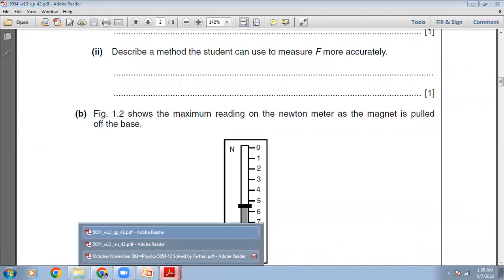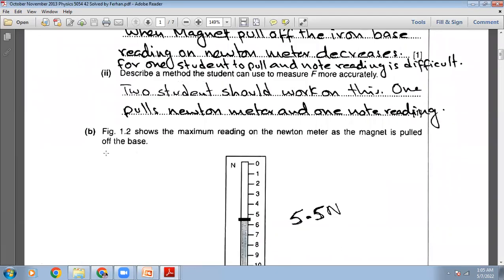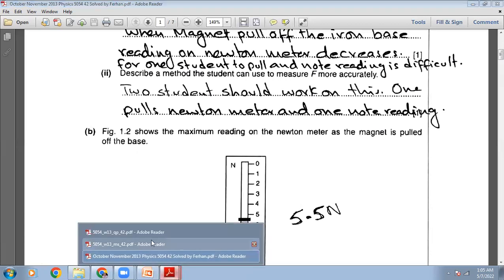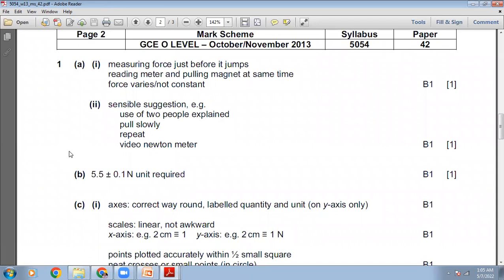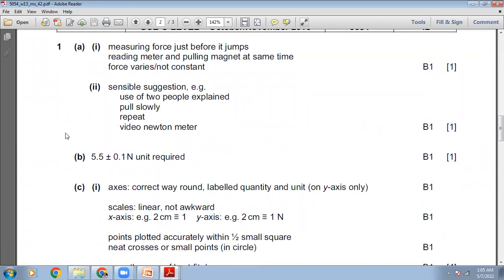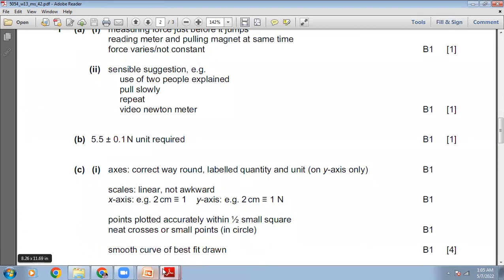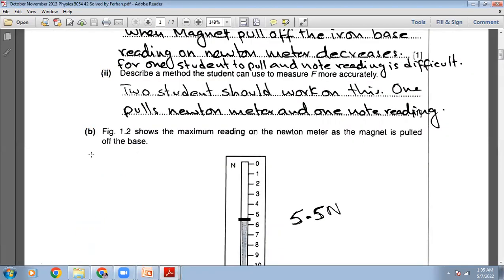So let me show you my answer, and then we'll see. Two students should work on this. One pulls the Newton meter, and the other one notes the reading on the Newton meter. So let me check the marking scheme. Sensible suggestion, for example, use of two people to explain, pull slowly, repeat, video the Newton meter. You can write any answer, okay? Here you have to give a suggestion, okay?